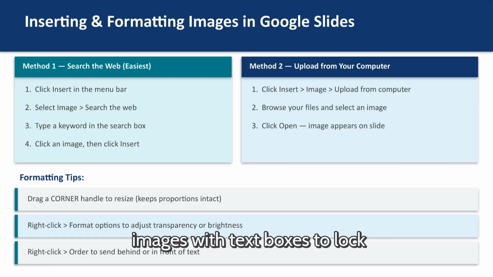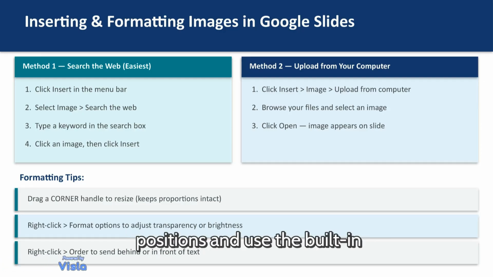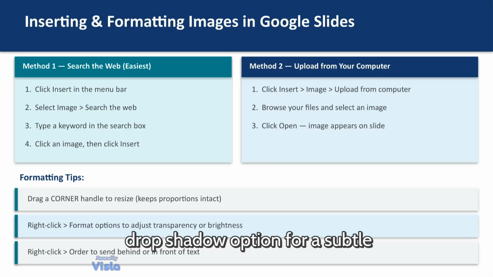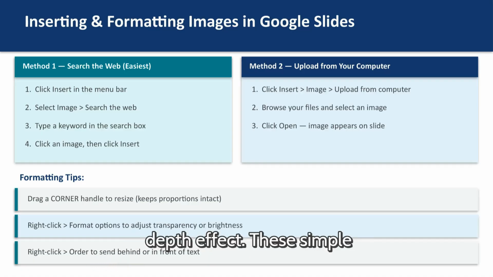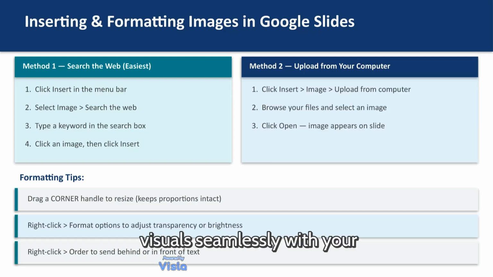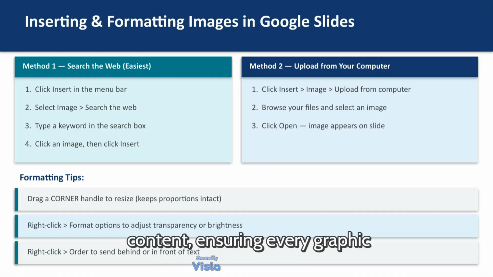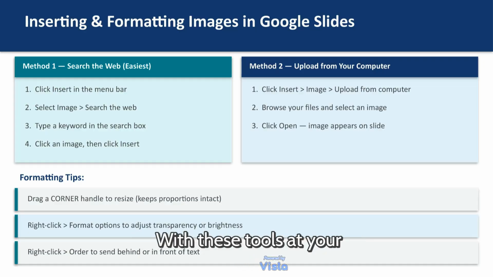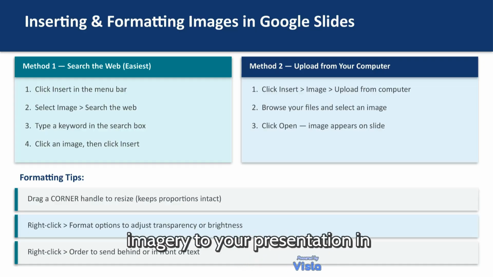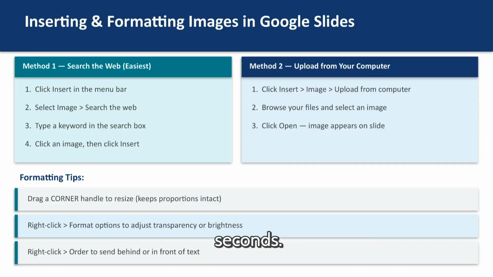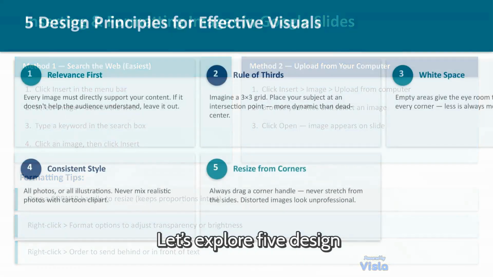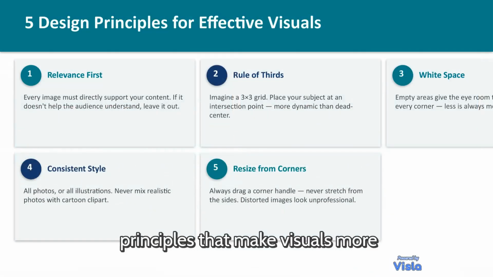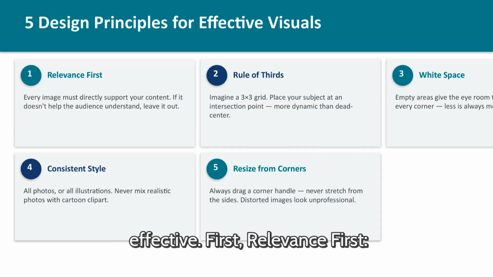Additionally, you can group images with text boxes to lock positions and use the built-in drop shadow option for a subtle depth effect. These simple actions help you integrate visuals seamlessly with your content, ensuring every graphic feels intentional and polished. With these tools at your fingertips, you can add dynamic imagery to your presentation in seconds. Let's explore 5 design principles that make visuals more effective.